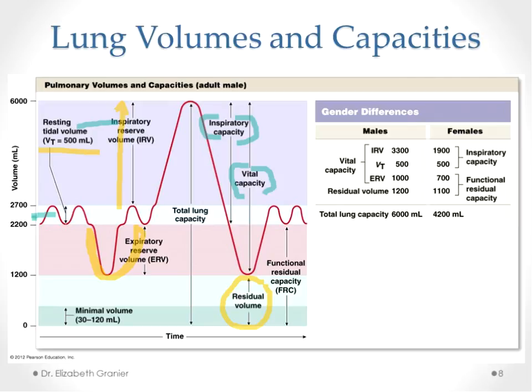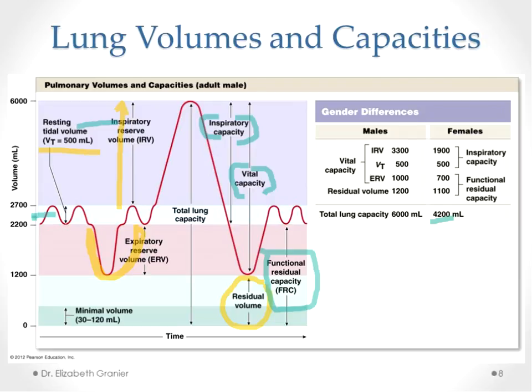Your functional residual capacity is what you normally leave in your lungs when you're quietly, normally breathing. And it's normally a bigger volume than if you do a forceful exhale. So your functional residual capacity is your expiratory reserve volume and your residual volume. And then all four volumes added together are your total lung capacity. In females, your total lung capacity is around 4.2 liters or 4,200 milliliters, and in guys it can be as big as 6 liters or 6,600 milliliters.